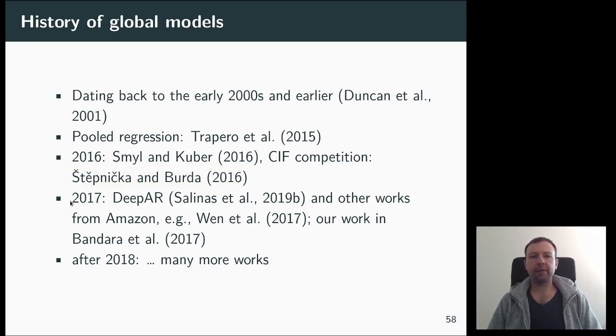And then in 2017, there was also a very important paper coming out of Amazon, and there's a lot of very good work in this area coming from Amazon. So DeepAR in 2017, then the Wen et al. paper 2017, and also some early works in my research group from 2017. And then after 2018, it really took off, and there's now a lot of research that uses this idea of building a model across the time series.